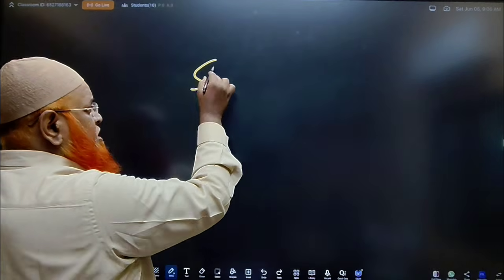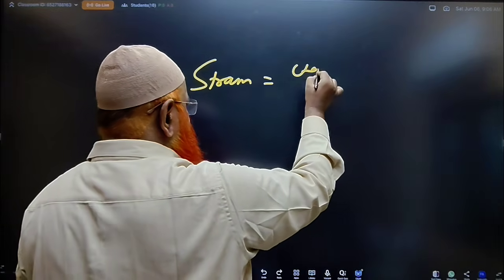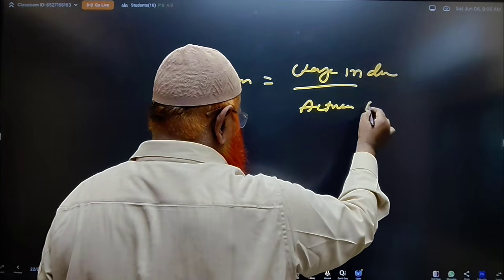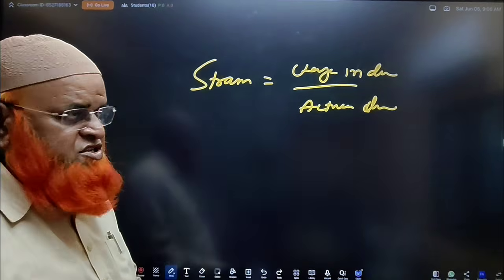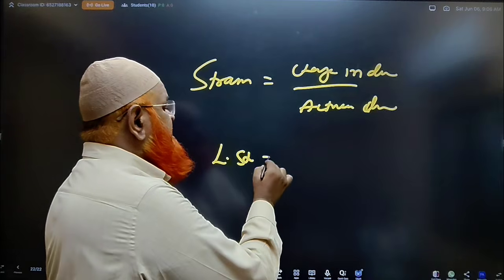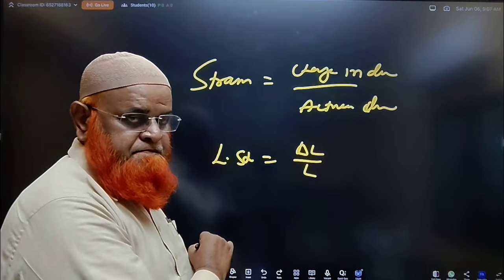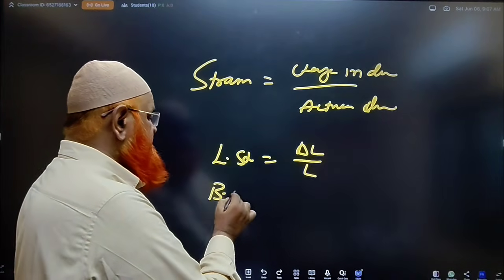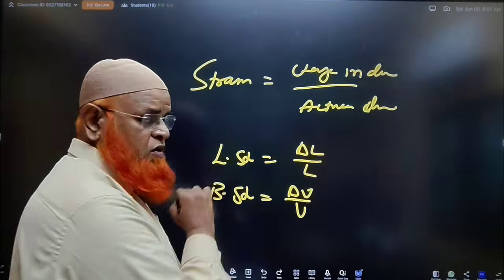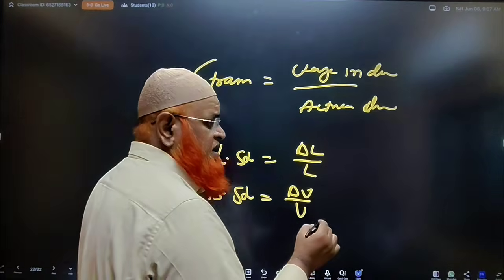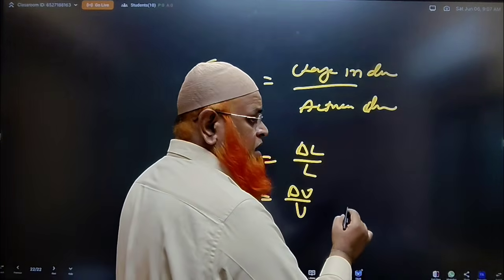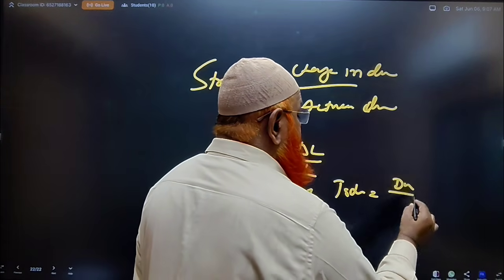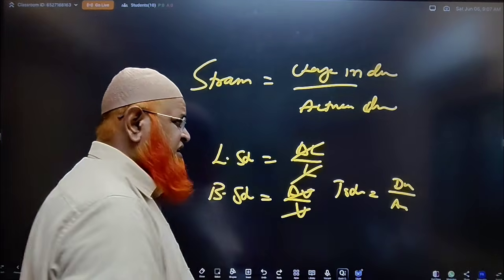Now let me discuss the formula for strain. Strain means change in dimension by actual dimension. If it is a longitudinal strain, it is change in length by actual length. If it is bulk strain, change in volume by actual volume. If it is a rigidity strain or tangential strain, any strain you take, it is change in dimension by actual dimension. All are going to be ratios.